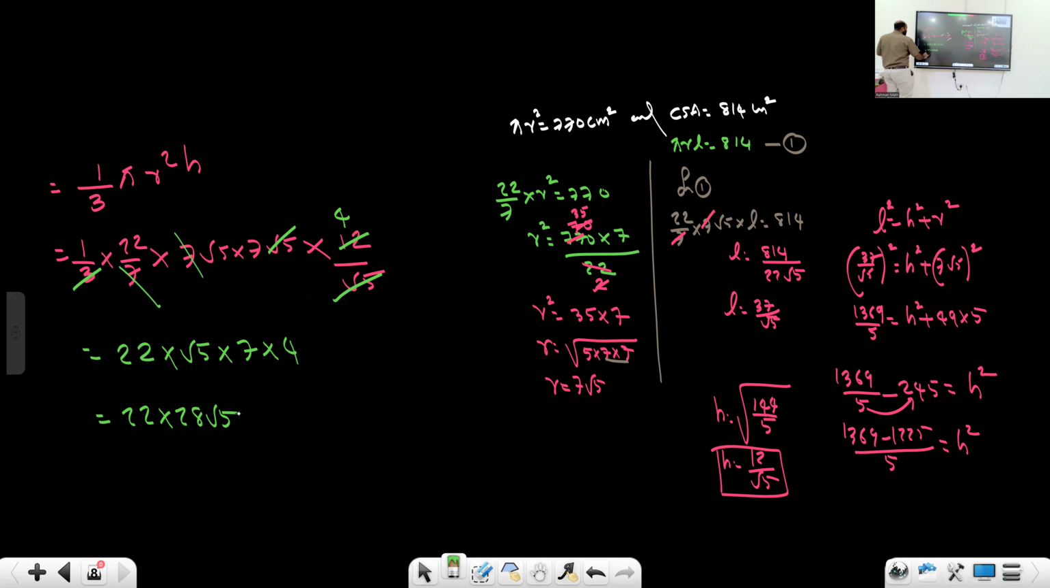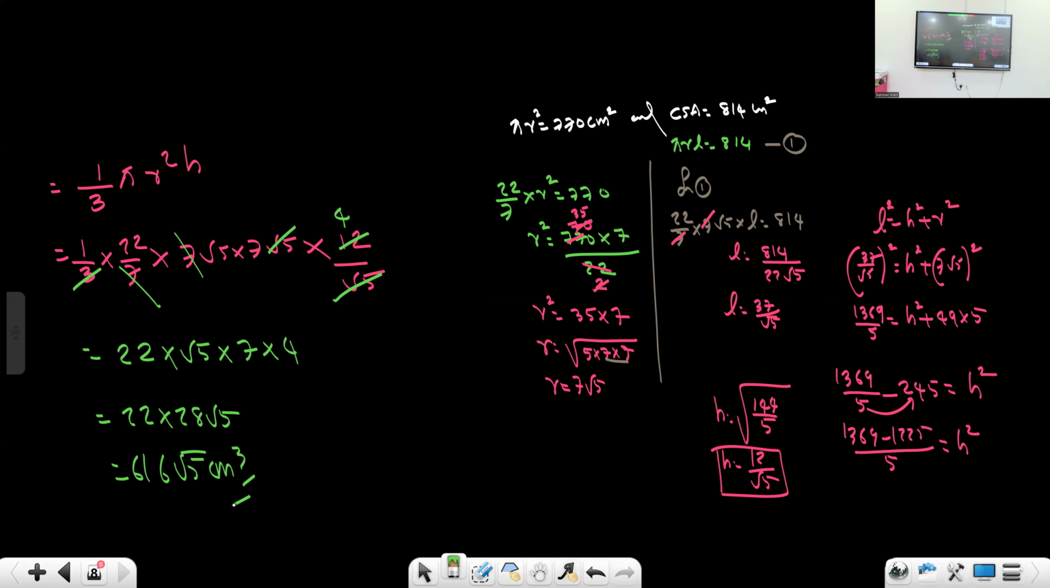616 root 5 centimeter cube is the answer. Check everything. A lot of calculations are there. It mistakenly came in this module. Actually, it should have been in level 2. But anyway, at least some questions, let it be. 616 root 5 centimeter cube. Anybody have any calculation doubt? Let me know. You have to practice. It's a good question actually. Many calculations are there. That's why I am telling.